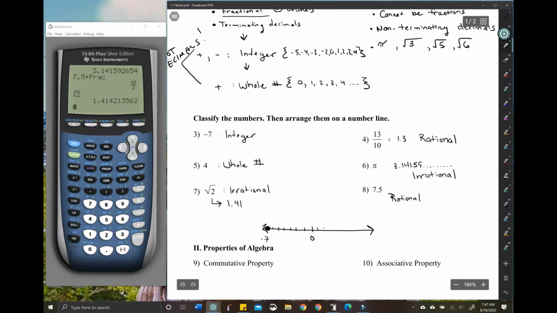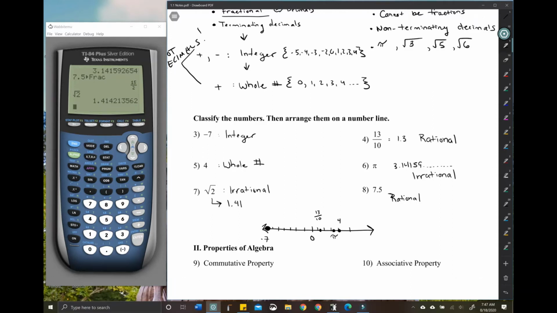1.3. 1, 2, 3, 4, 5. So 1.3. And you don't have to be super exact if you're making your own number line. It's just to kind of give you an idea and to give you a sense of how big these numbers are. 3.14. So pi would be in about there. Whole number is just 4. 1, 2, 3, 4. Okay.